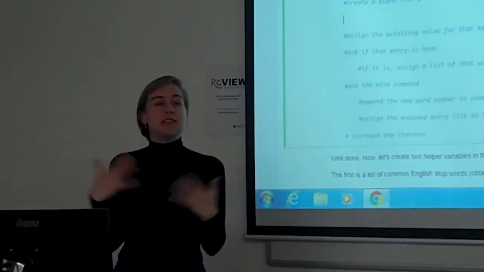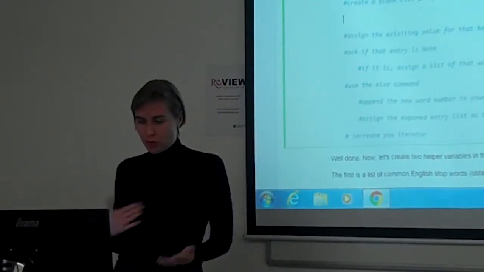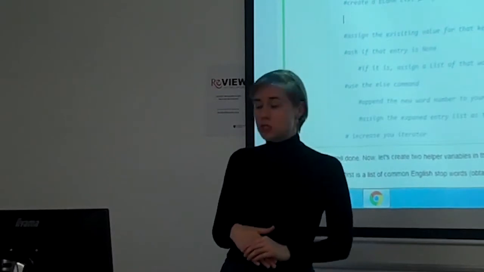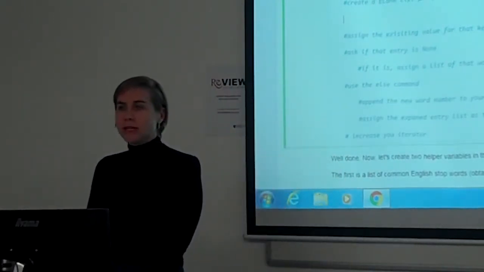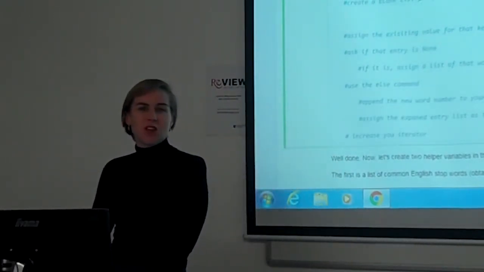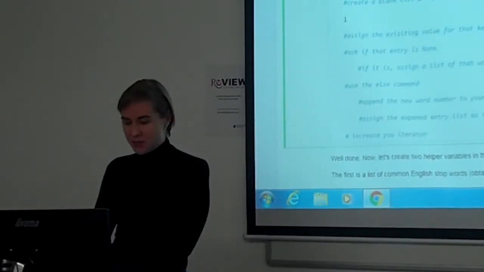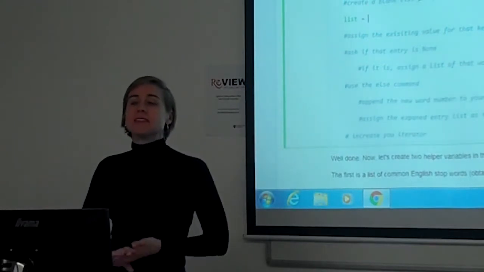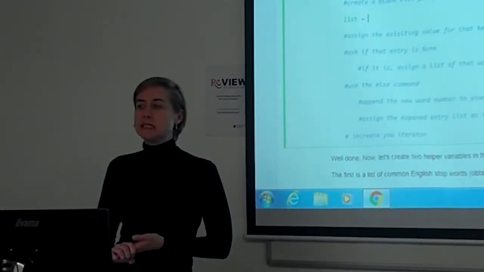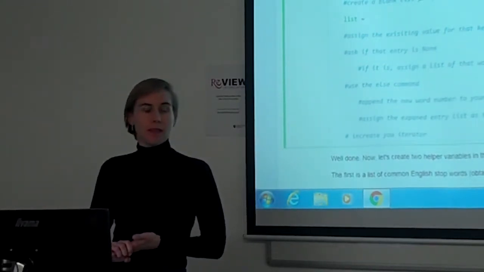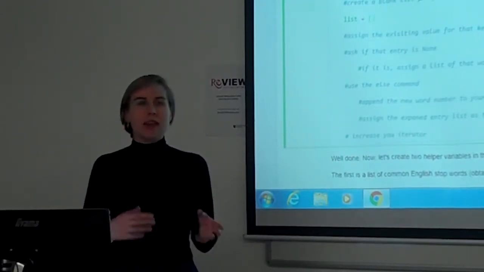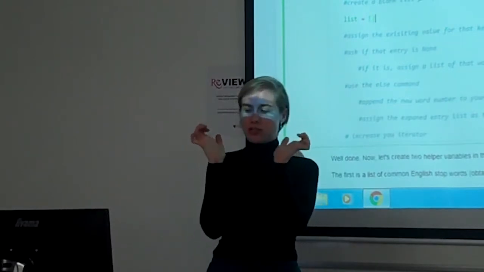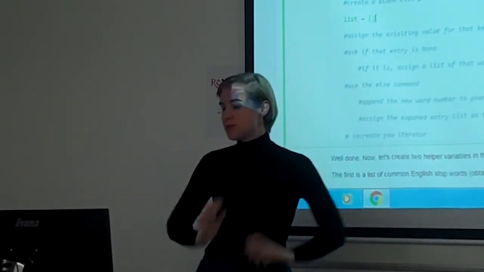So, now that you're inside your word loop, your for loop, you want to create a blank list for those index numbers. So, what should we call our blank list? We're not going to get too creative here. And how do we create a blank list? An empty list. Square brackets, yes. So again, strings are quotation marks, lists are in square brackets, dictionaries are curly brackets.